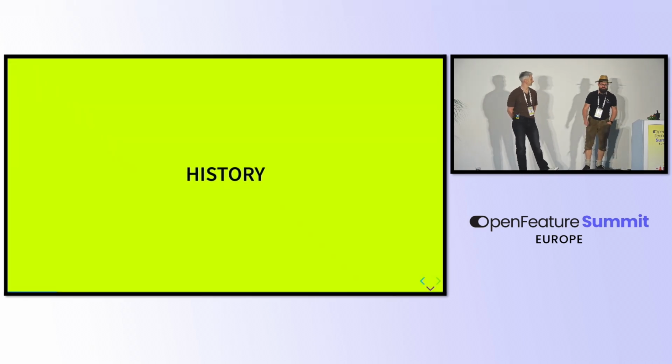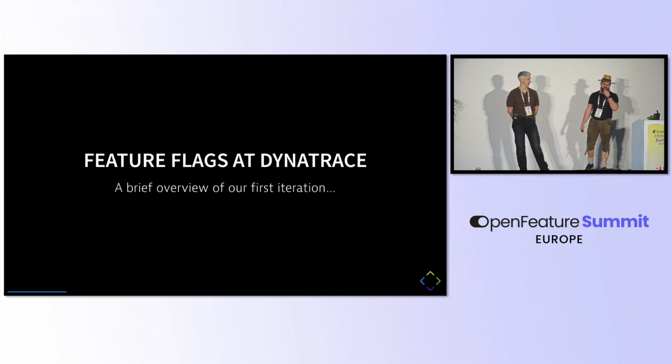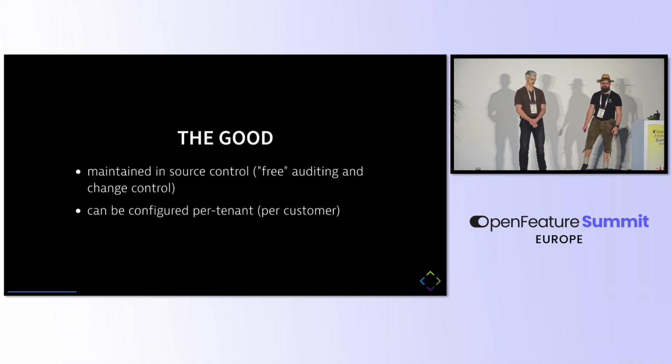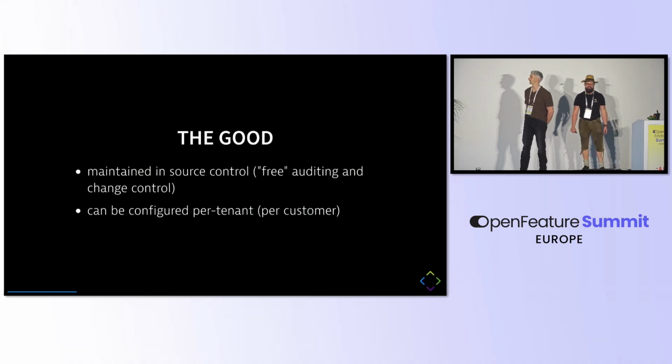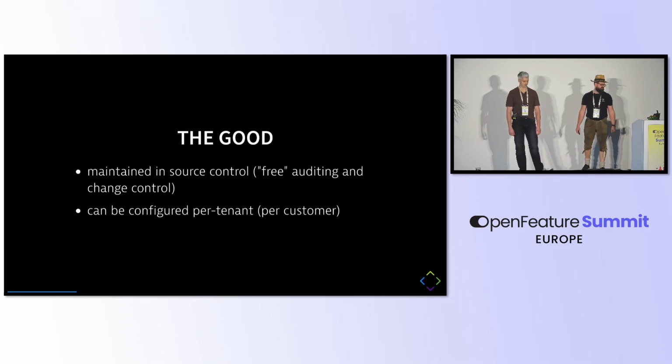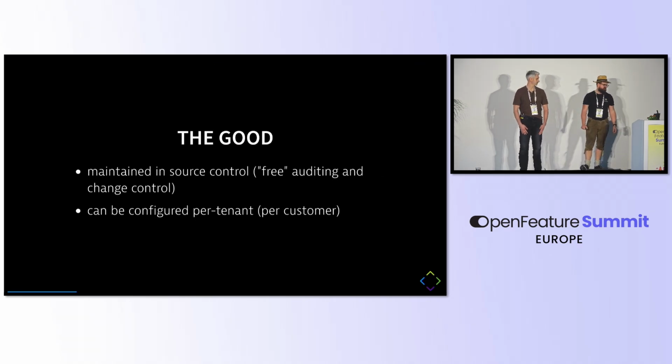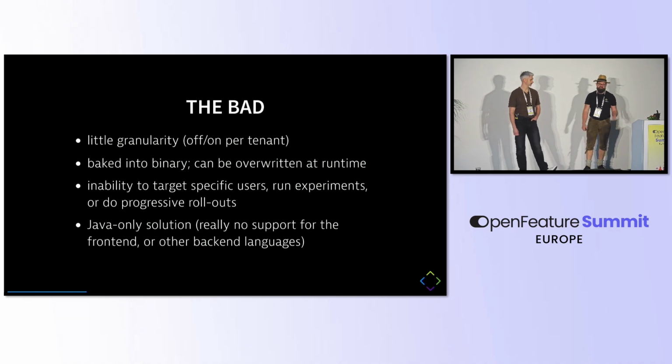So let's take a look at the history at Dynatrace, how we used to do feature flags and what we had at Dynatrace before that. Let's inspect a little bit the good, the bad, and the ugly, starting with the good. Well, we are software engineers, and we all love to keep our feature flags in GitOps style, like having a repository, storing everything there with all the neat tooling behind it, like auditing and approval workflows and stuff like that. And it was also quite cool, because with this GitOps approach, we can configure it per customer or per tenant, as we say.